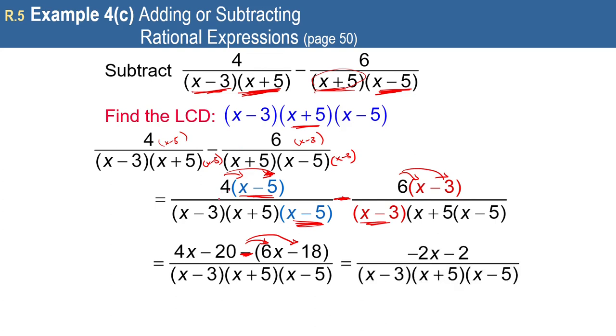And of course we could collect like terms after that. The 4x and the negative 6x gives us negative 2x. Negative 20 plus 18, because we distributed, gives us negative 2. And this is our solution. Negative 2x minus 2 over x minus 3 times x plus 5 times x minus 5.